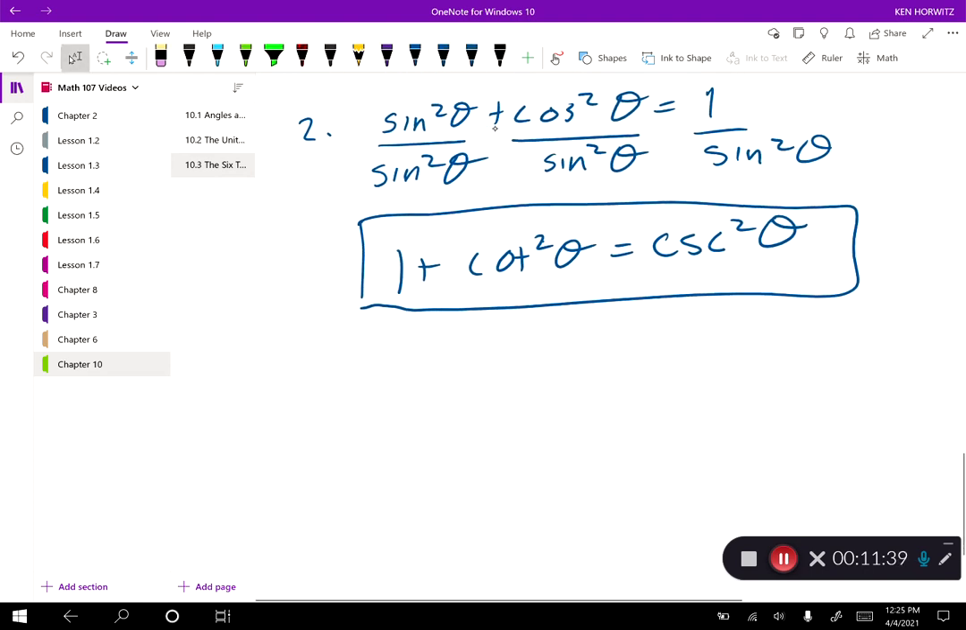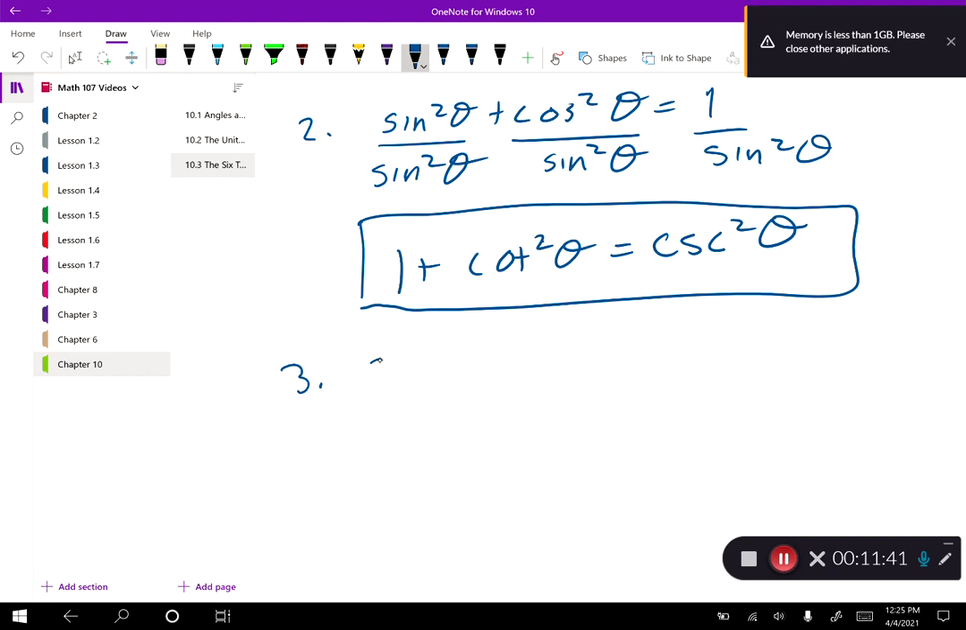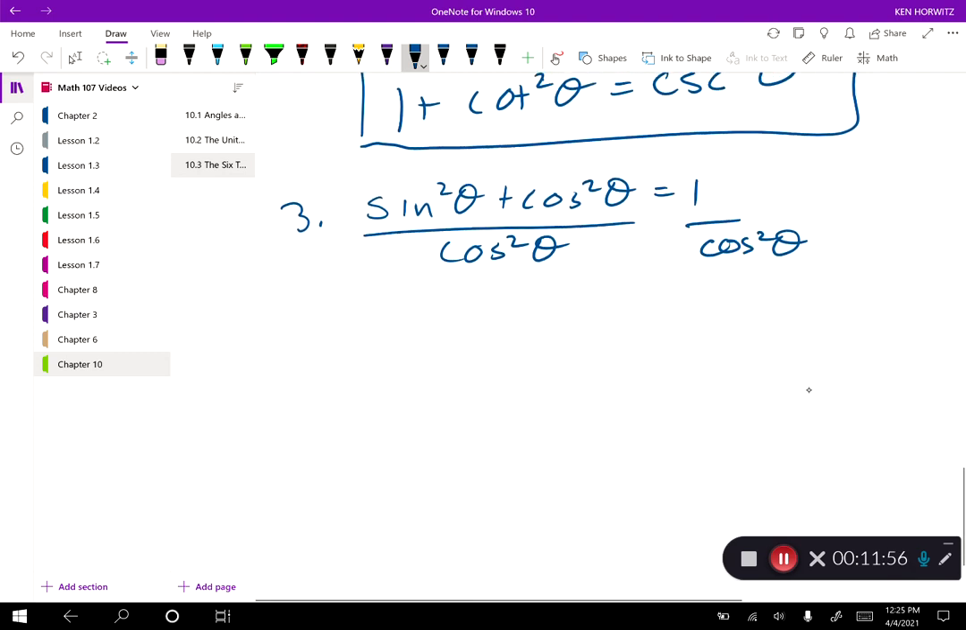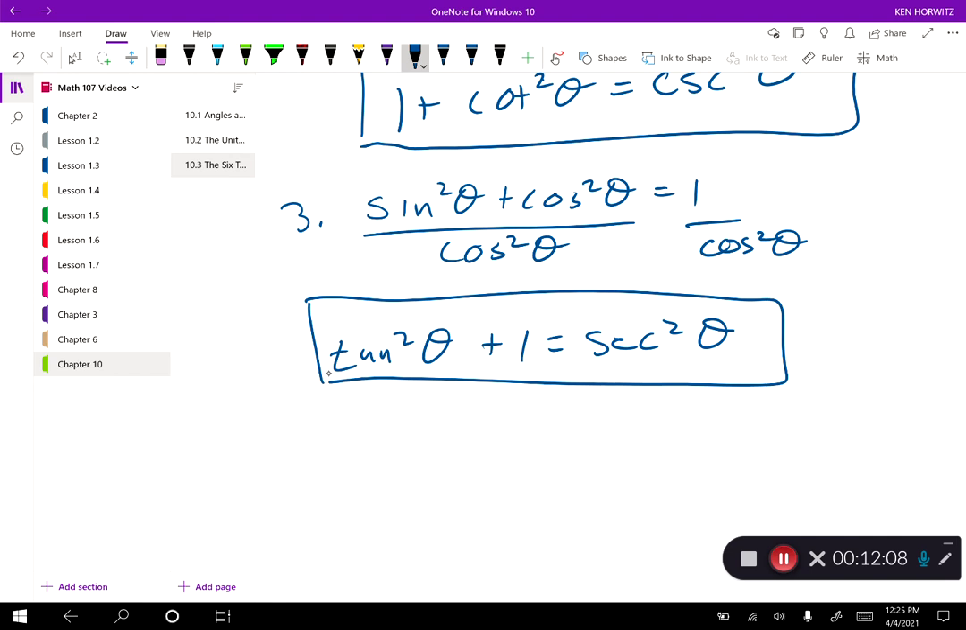So now your third Pythagorean identity, again, I'm going to start with the first one. I'm going to divide everything by cosine squared theta. Now sine squared divided by cosine squared is tangent squared theta plus 1 equals secant squared theta. And this, my friends, is the third Pythagorean identity. All 3 of these should be listed in your book. And these can be very helpful to you at a variety of times. So it's definitely good to know them.